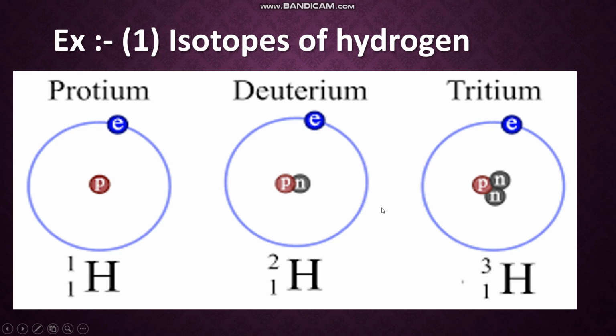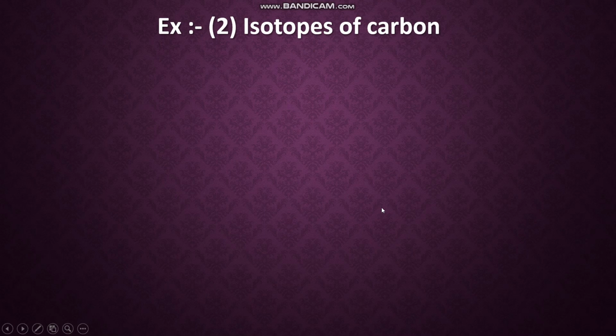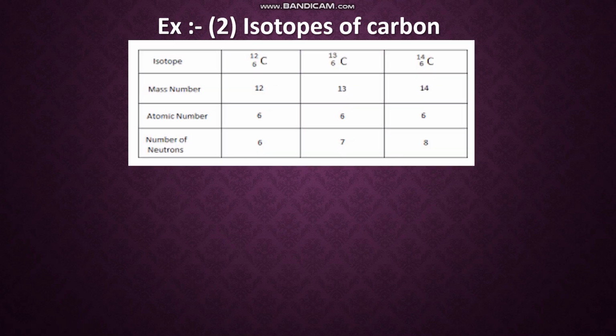Now let us see one more example, isotopes of carbon. Carbon also has three isotopes. Any atom of carbon has the same atomic number 6. Some carbon atoms have 6 neutrons in the nucleus along with the 6 protons, so the mass number is 12. Some other atoms have 7 neutrons in the nucleus. As it is carbon, atomic number is 6, so 6 plus 7, 13 is the mass number.